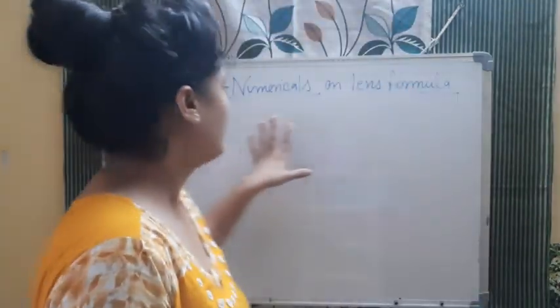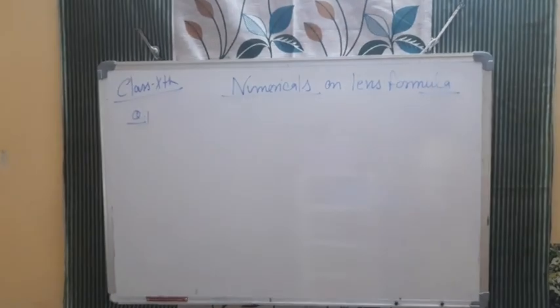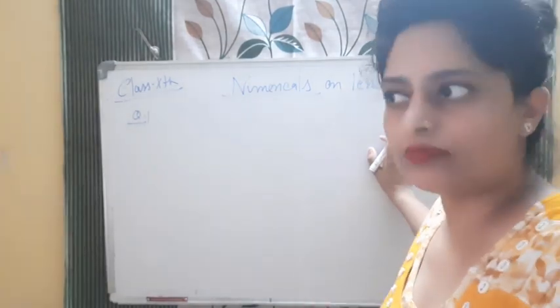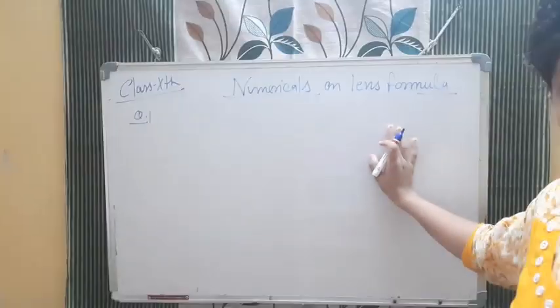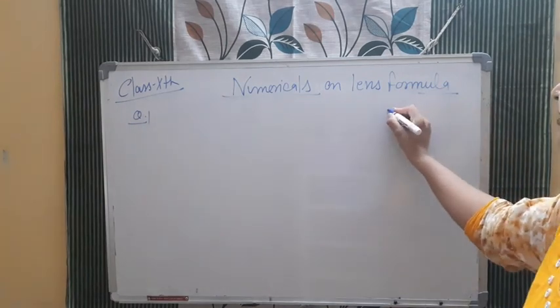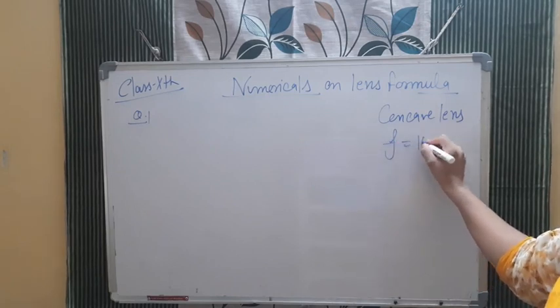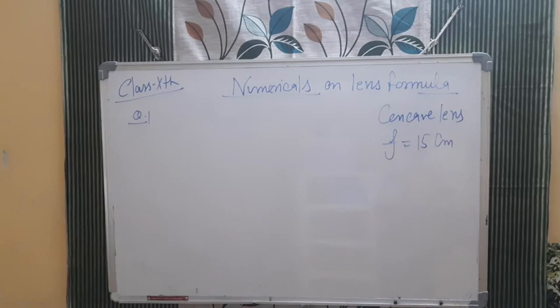First question we will do numericals on the lens formula, and the question is: a concave lens has a focal length of 15 centimeter. I will write the important terms only from the numerical because it takes too much time to write the full numerical and then solve this, so I am dictating it. You can listen. A concave lens has focal length 15 centimeter. Then at what distance should the object from the lens be placed so that it forms an image at 10 centimeter from the lens?